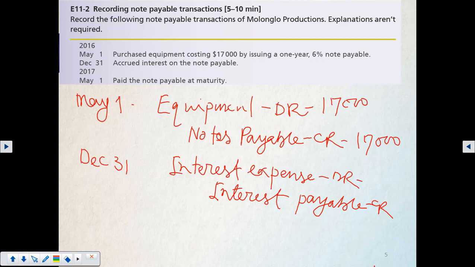What is the amount? 1020. For how many months did you record? 682. It has to be 7 months. 680? No, not 8 months. Yeah, it's basically for 8 months: May, June, July, August, September, October, November, December. Supposed to be 8 months. 680. Very good.